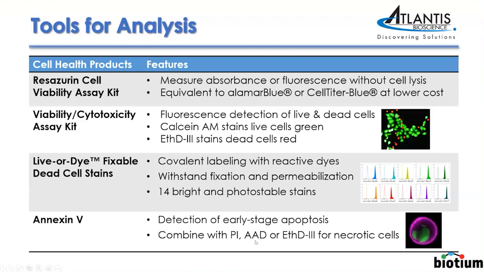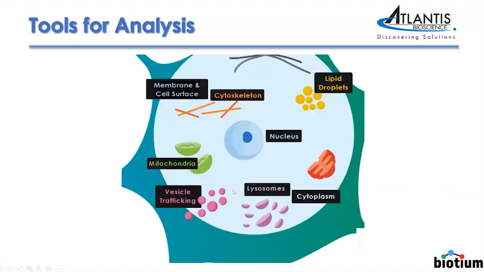There is also Annexin V for the detection of early apoptotic events. It can also be used in other combinations to detect late-stage apoptosis and necrosis. It can be used together with PI, 7-AAD, or ethidium homodimer 3, or it could be used alone.